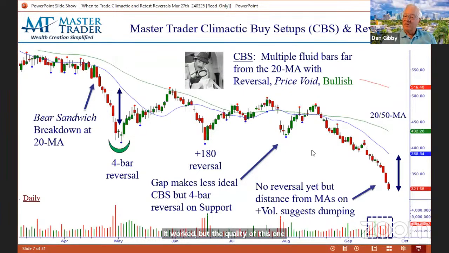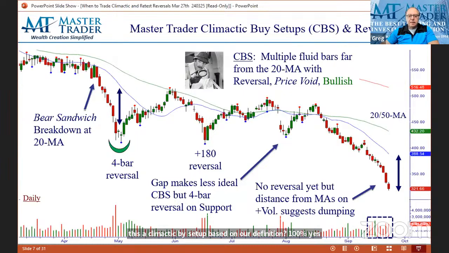Okay, Greg, what about this one? We've talked a lot already about setup. Is this a climactic buy setup based on our definition? 100% yes. Which one are you pointing to?